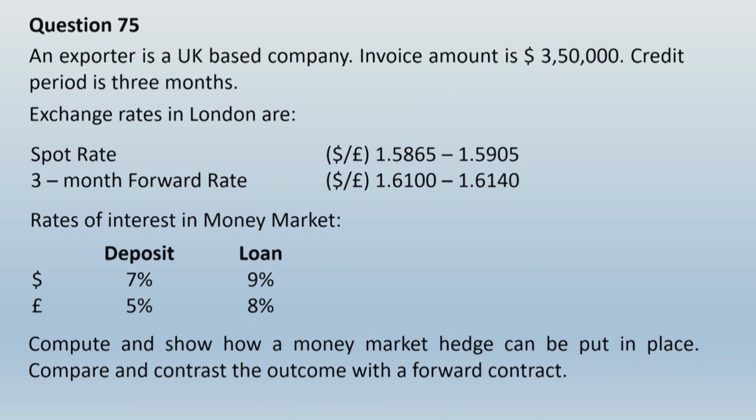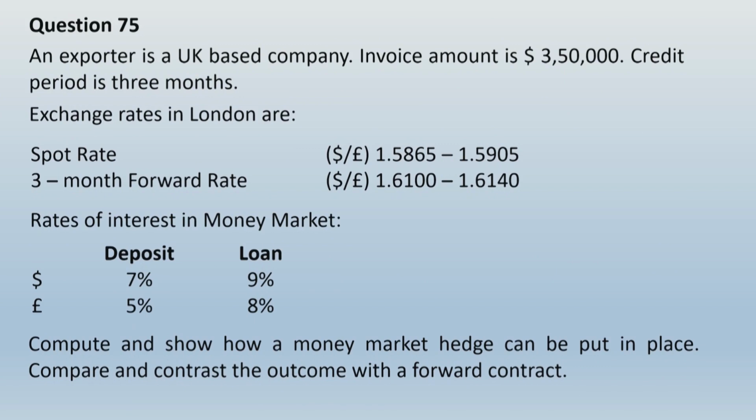Compare and contrast the outcome with a forward contract. So again, what we find is that this is a case of an exporter, correct? But here the exporter is a UK based company. The exporter, being a UK based company, will find that $350,000 is receivable, and this is a receivable in foreign currency. So the foreign currency will be US dollar and the local currency will be UK pound or GBP.